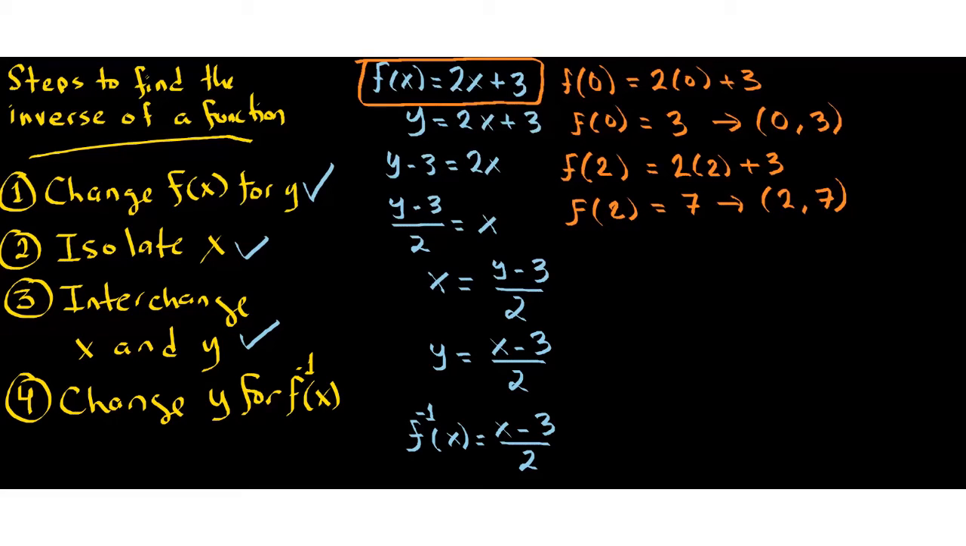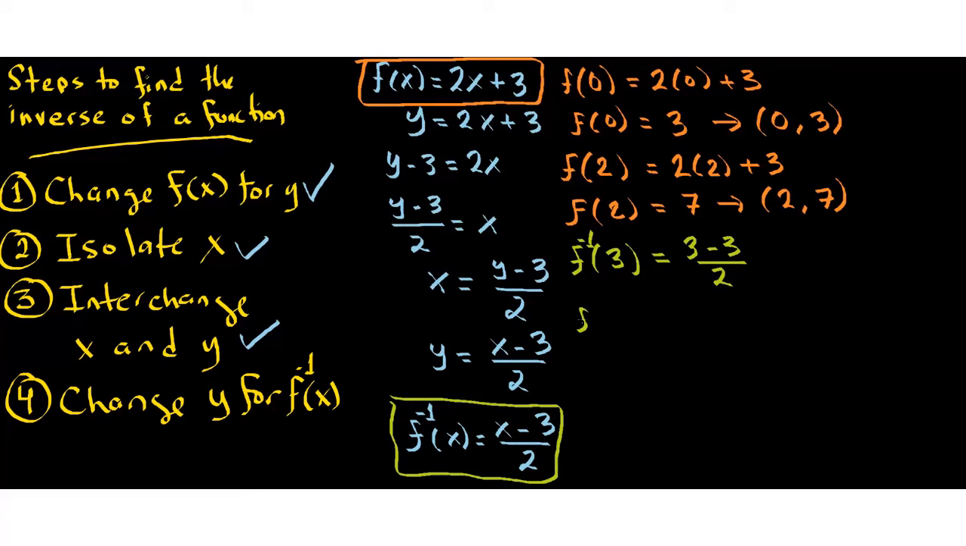Now I'm going to do just the same thing, but with this function f inverse of x. I'm going to pick some values, and I'm going to pick something tricky, something very close to what I just did. I'm going to pick the number 3 first and substitute it in f inverse of x. So it will be 3 minus 3 over 2. So f inverse of 3 is equal to 0. In other words, the inverse of f of x, which is this expression here, passes through the point (3, 0).